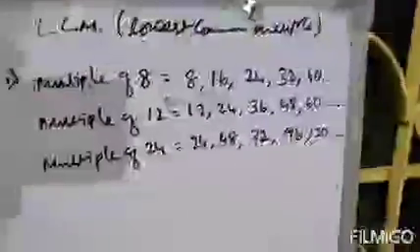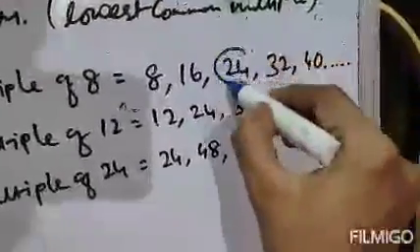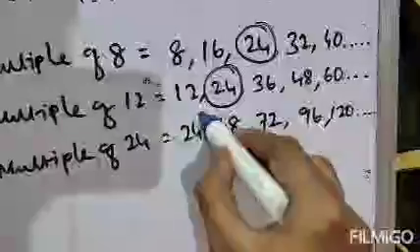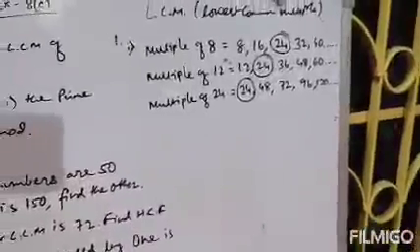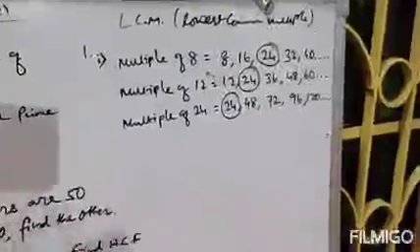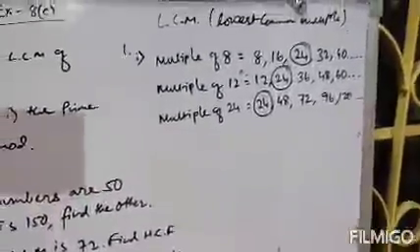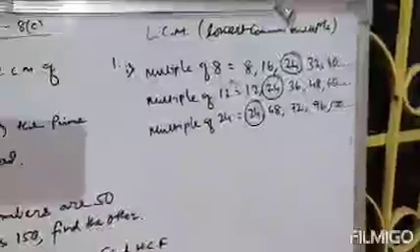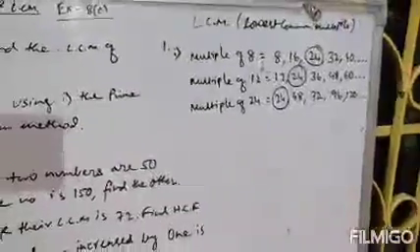So we have done multiple of 8, multiple of 12 and multiple of 24. So the method is common multiple. Common multiple means we have to find common numbers between these three multiples. So clearly see, the common number is 24. There may be more than one common number, but we will take only the first common number. Clear? And the first common number is 24. Here is also 24. This is the first common number. Clear? So answer is your 24.